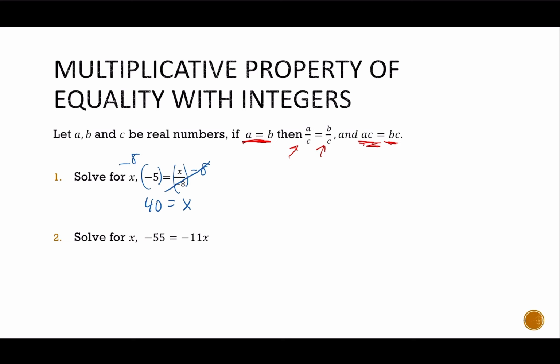Here I have negative 55 is negative 11x. I'm going to go ahead and divide both sides by negative 11 because we like our x's lonely. We want them to have a coefficient of 1. That means that 5 equals x. And that's how we use the multiplicative property with integers.